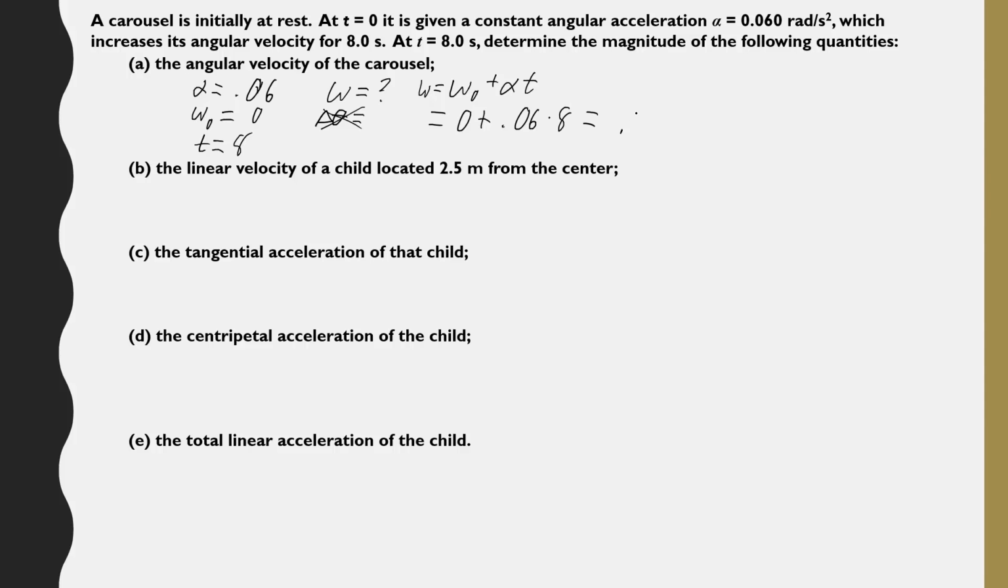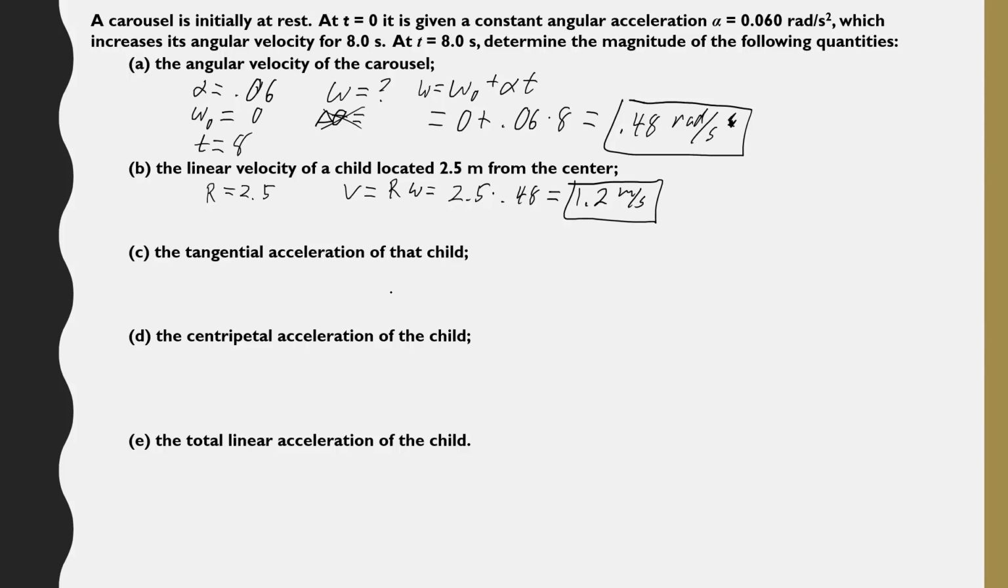And we get a wonderful 0.48 radians per second squared. Nope, not second squared. Sorry. There we go. Finding a velocity. Alright, next we want to find the linear velocity of a child 2.5 meters from the center. So that just gives us r. And the equation to relate linear velocity to angular velocity is r omega. So all we have to do is multiply this 0.48 that we got in part A times 2.5, and we get 1.2 meters per second is the linear velocity.